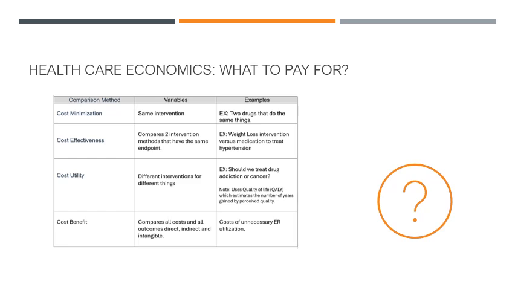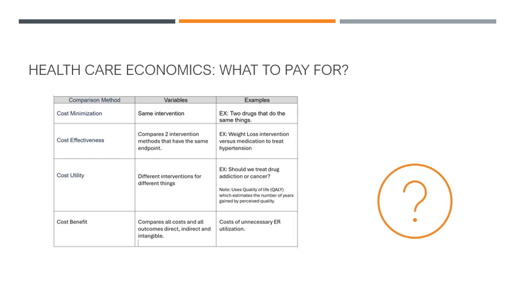So one thing we need to think about is the opportunity cost. That's the limited amount of money that we have, and how do we get the most bang for our buck out of it? Now, there are several ways to compare interventions by cost: cost minimization, cost effectiveness, cost utility, and cost benefit. So, for example, for cost minimization, we can simply compare the cost of the same intervention. Our example here is comparing two drugs that do the same thing.